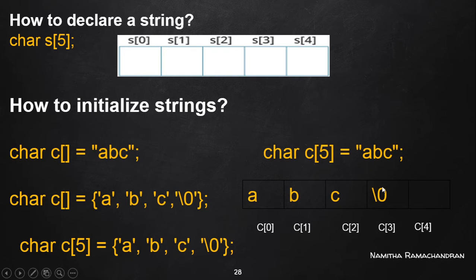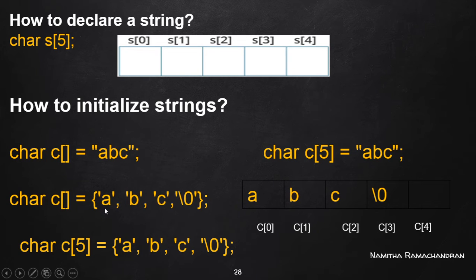Okay, here is another syntax in which the array is initialized with various characters present inside these braces, and here we need to specify the null at the end. Okay, in this particular syntax we need to specify the null character at the end, but in the previous two formats it automatically assigns a null character at the end of the string, while in this particular format we need to specify the null character ourselves.